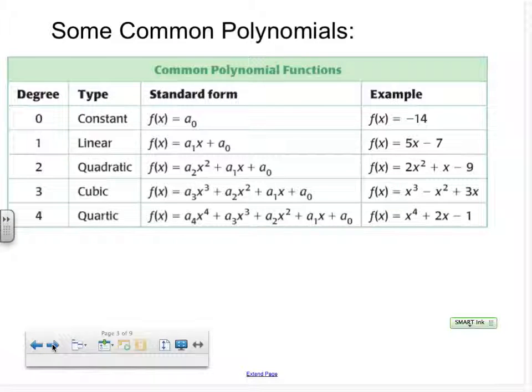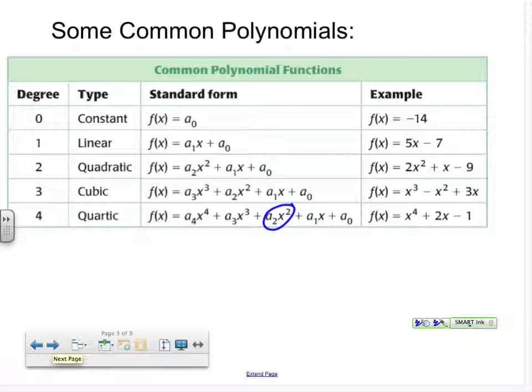Here are some examples. An example of a constant polynomial is just a number, a sub 0. Example, negative 14. We got linear, y equals mx plus b, or a sub 1 x plus a sub 0. Quadratic, what we just got done doing, a sub 2 x squared plus a sub 1 x plus a sub 0, like 2x squared plus x minus 9, and so on.